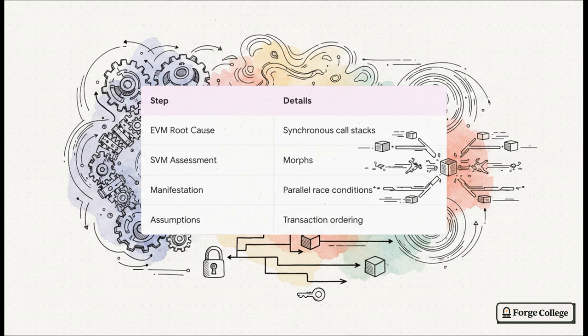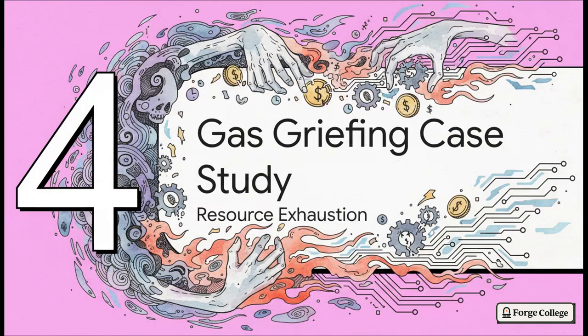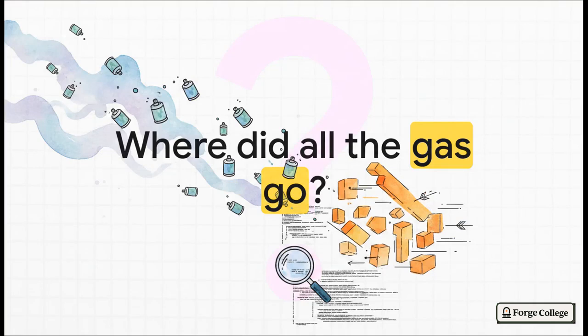So your security assumptions to record must explicitly include whether the program requires strict serial execution or off-chain sequencing. Section 4. Case study. Gas griefing. Resource exhaustion. This is all about how attackers try to drain your resources or just flat out halt your program.